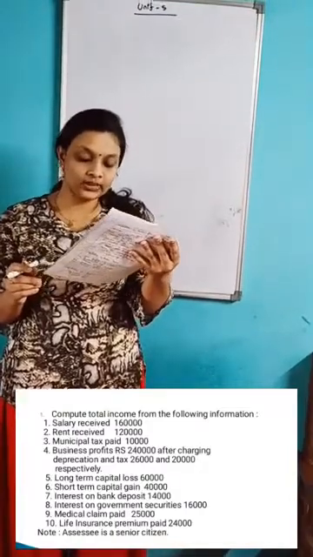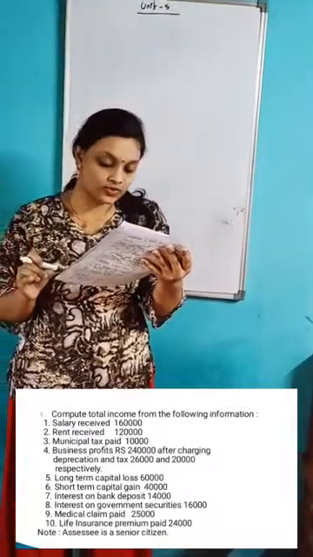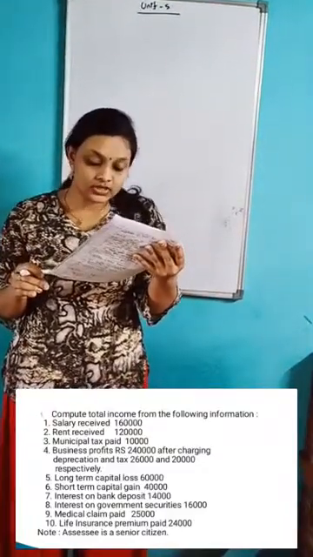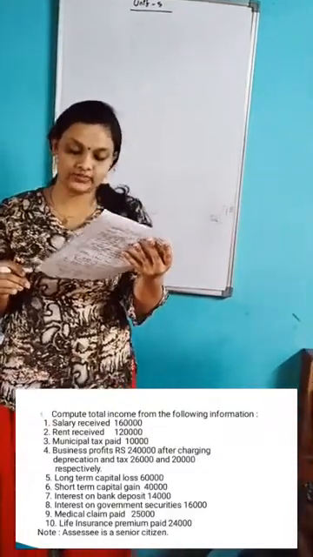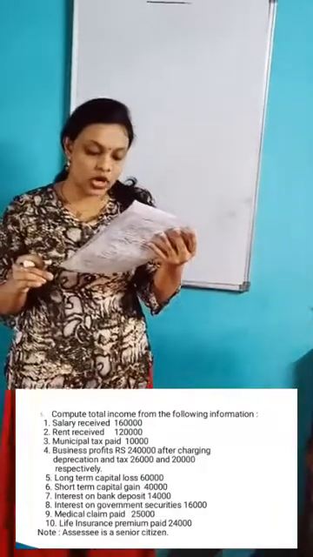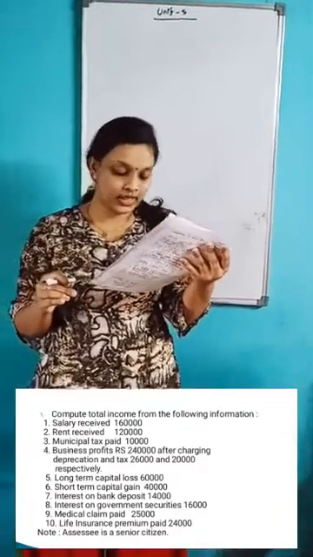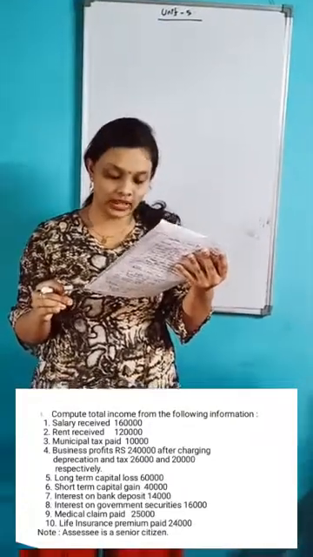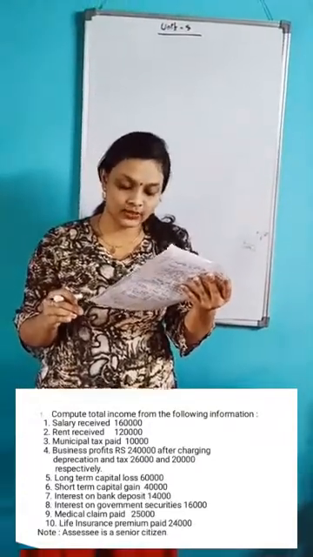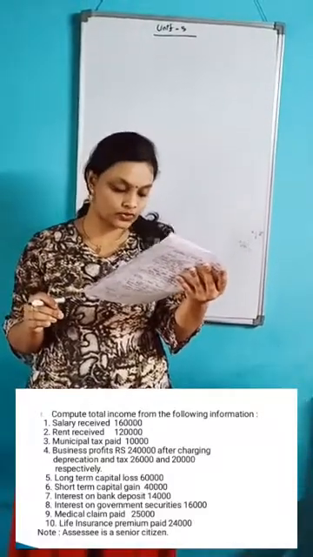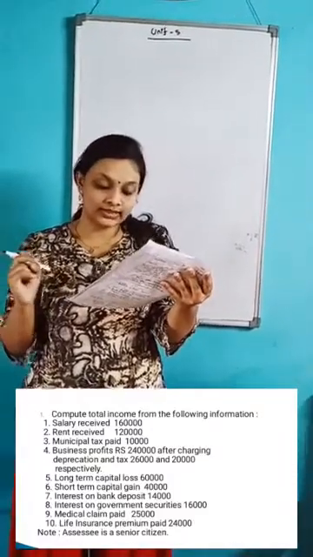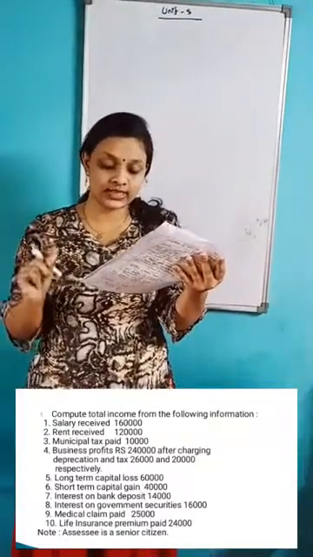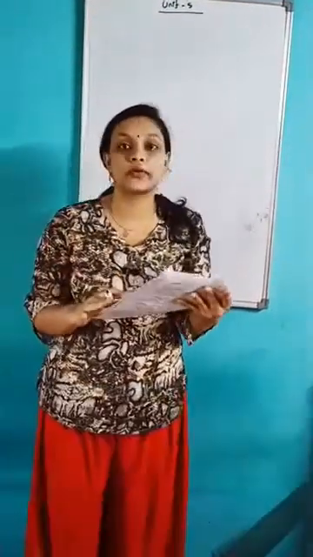Long-term capital losses, that is 60,000. Short-term capital gain, it's 40,000. Interest on bank deposits 14,000. Interest on government securities 16,000. Medical claims paid, that is 25,000. Life insurance premium paid 24,000. And in the note, the assessee is an individual. The assessee is a senior citizen. So this is the question.